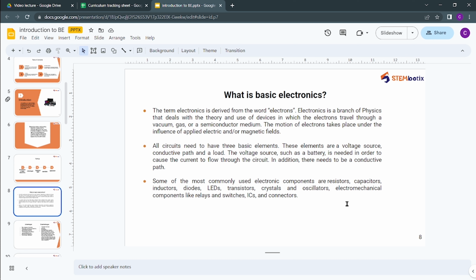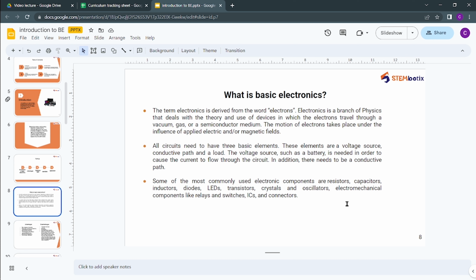Now whenever you are making a circuit, you'll need three basic elements, and these three basic elements are a voltage source, a conductive path, and a load. Let me tell you what a voltage source is. A voltage source is required to cause a current to flow. It is there to provide you with a current. Then there is a conductive path, meaning a path through which your current will flow. And a load is the thing which you want to illuminate or turn on.